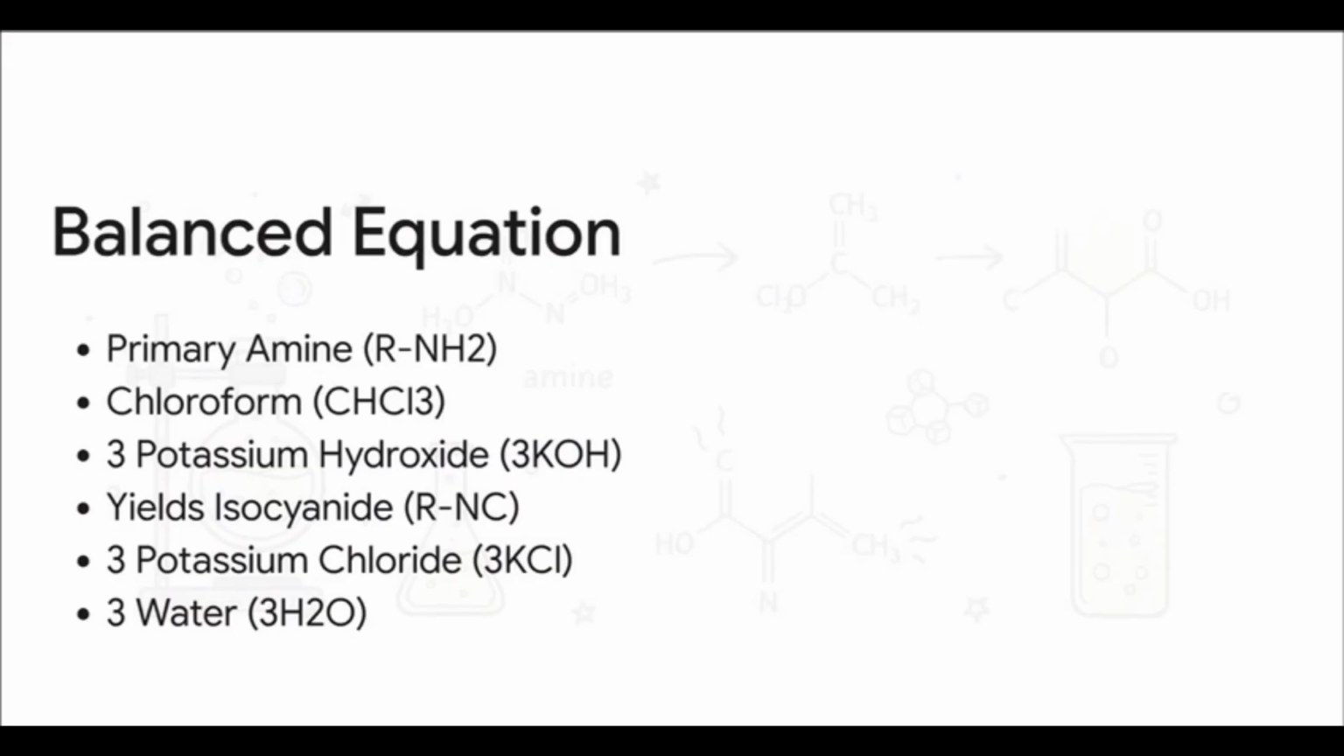Before we shrink down and tackle the mechanism, you really must lock down the balanced chemical equation. We start with one molecule of our primary amine plus one molecule of chloroform. But pay super close attention to the stoichiometry right here. We need exactly 3 molecules of our strong base, potassium hydroxide. You heat this mixture up and it yields 1 molecule of our foul-smelling isocyanide, alongside 3 molecules of potassium chloride and 3 molecules of water. Memorize that exact 1:1:3 ratio for the reagents for sure. It will definitely save you on those tricky multiple-choice questions.